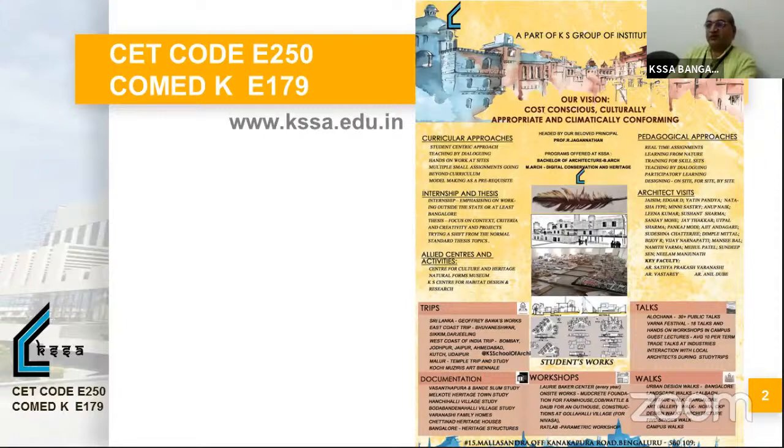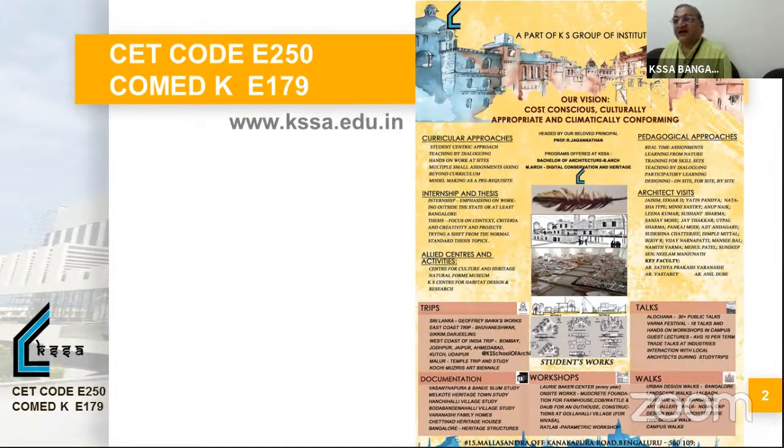As a philosophy, our school is based on the 3 C's, which we call culturally appropriate, climatically conscious, and cost effective. We keep these 3 as basic factors in all the processes and approaches of the academic programs that we work on. Our curricular approach is essentially student-centric, teaching by dialoguing, hands-on work at the sites, and multiple small assignments going beyond the curriculum, with model making as a prerequisite. That is our essential approach to the curriculum.